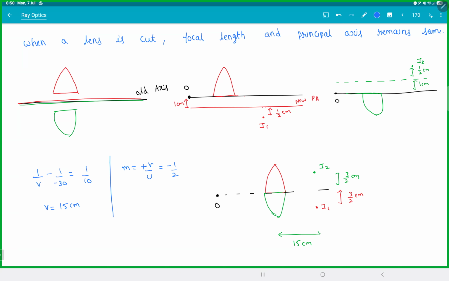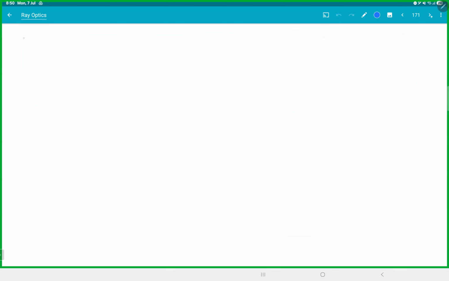That is a bit about lenses. The next thing is combination of lenses. What happens if you have multiple lenses and multiple mirrors combined together? So we will define something called optical power.